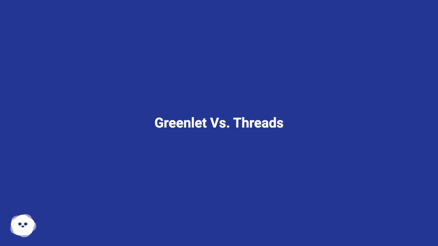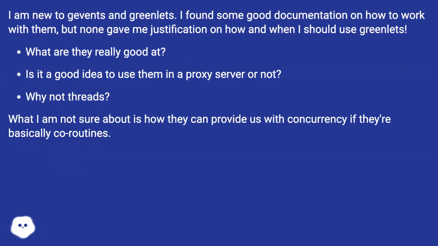Greenlet versus threads. I am new to gevents and greenlets. I found some good documentation on how to work with them, but none gave me justification on how and when I should use greenlets. What are they really good at? Is it a good idea to use them in a proxy server or not?